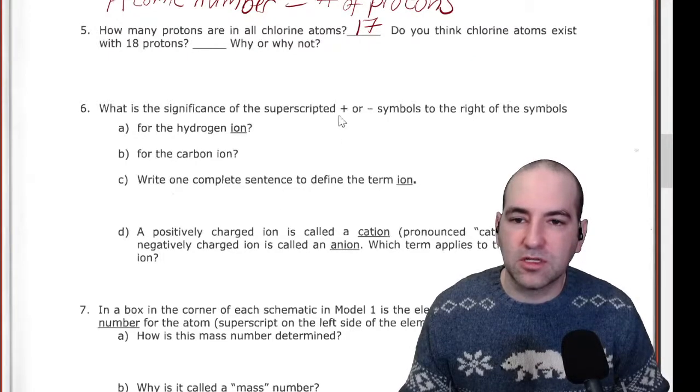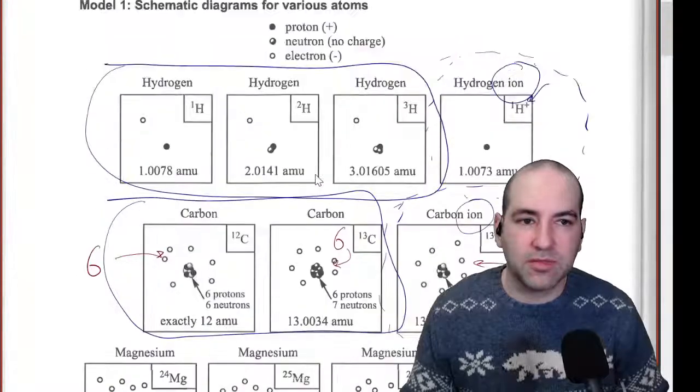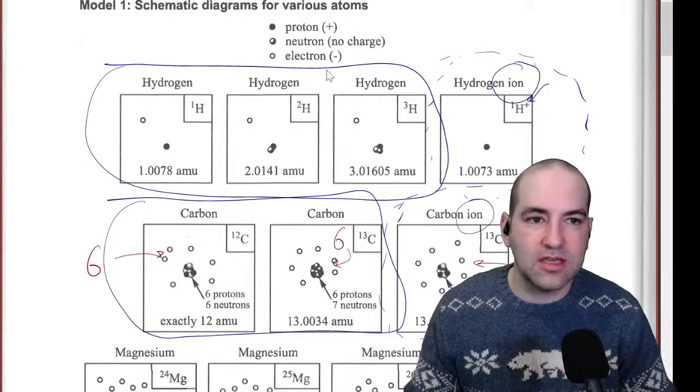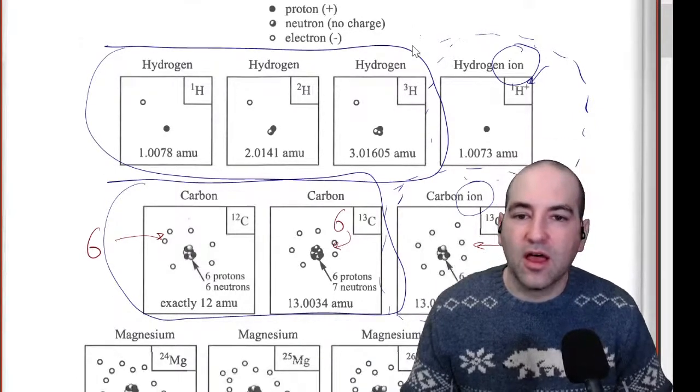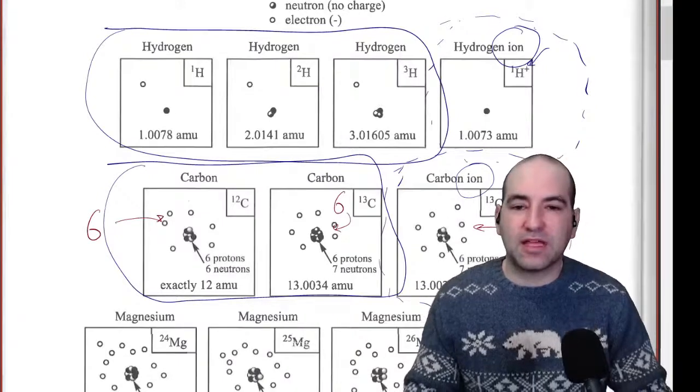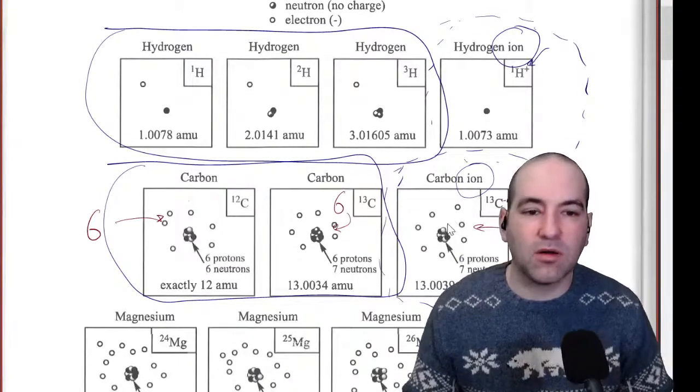So it must be something to do with charge, right? Because as we're looking at pluses and minuses, we also got this key up here that tells us protons are positive, neutrons are no charge, and electrons are negative. So that's kind of our clue here, that somehow we're changing the charge of this overall particle.